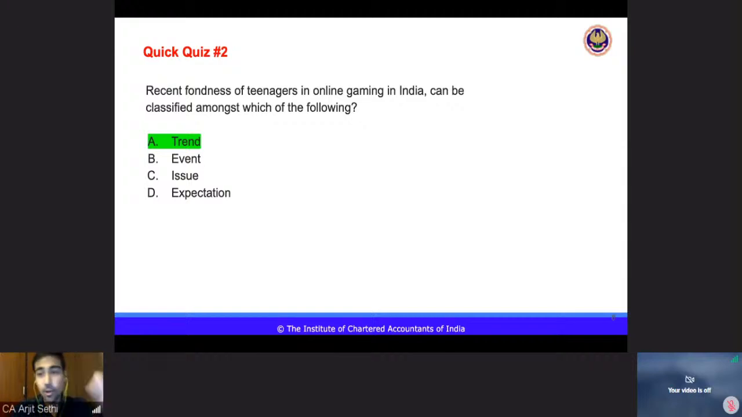Wonderful, a lot of smart people on the session, right? So recent fondness is actually a trend because this is how things are happening. Small events, online gaming, gaming on phone, a lot of peer pressure, people forming small groups, playing online, making friends. A lot of events happening in the environment that are actually forming a trend, right?